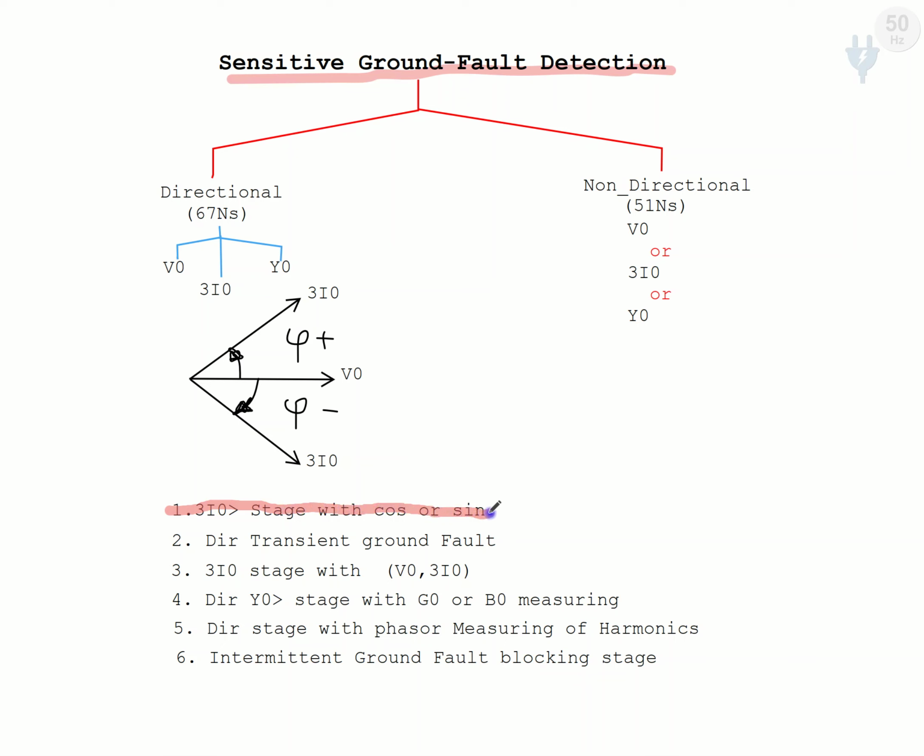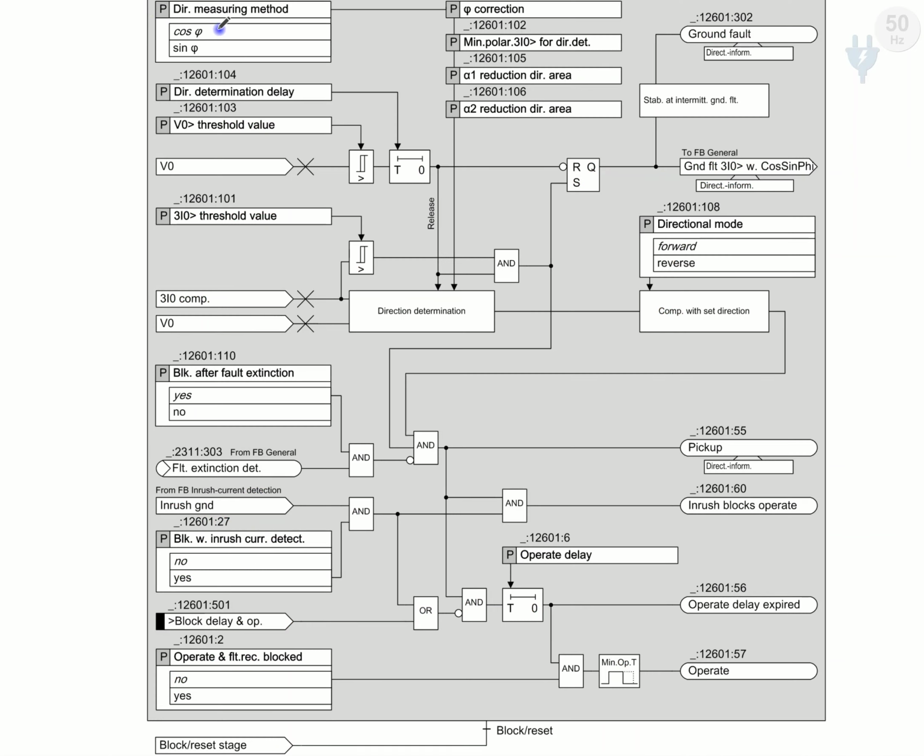3I0 stage with the measuring of cosine and sine methods for measuring method. And in this session, we are just getting a review on some of what we have discussed, and we will cover some points on direction determination delay, V threshold, and 3I0 threshold.